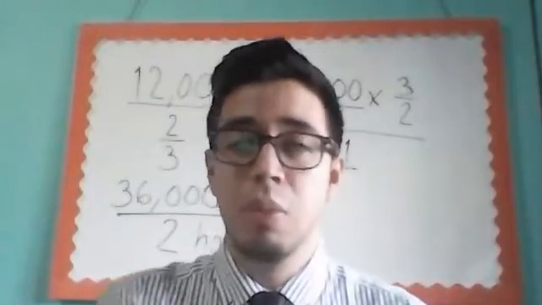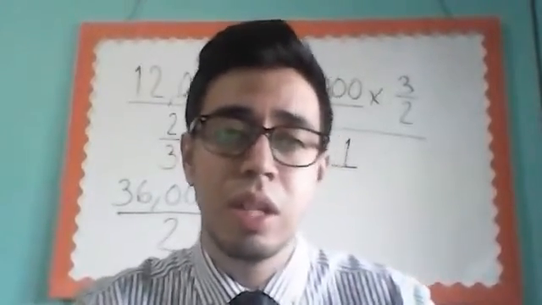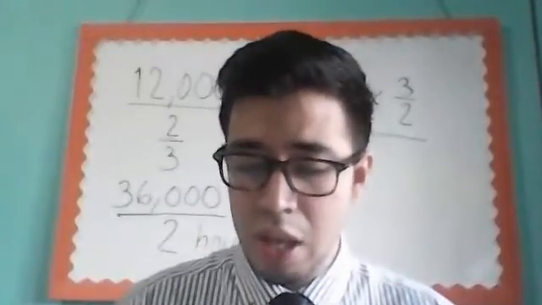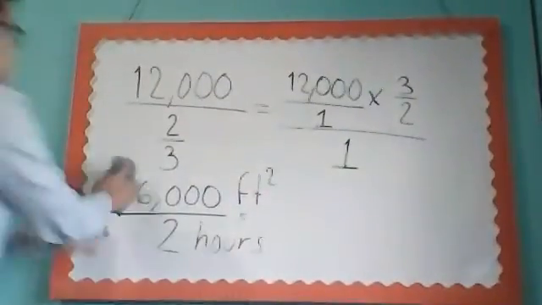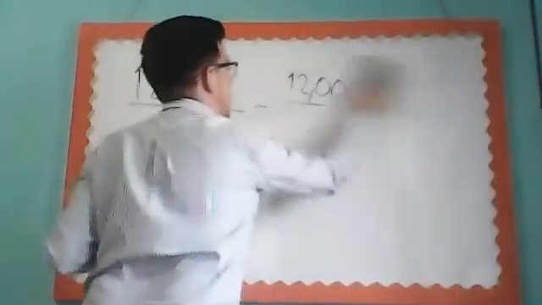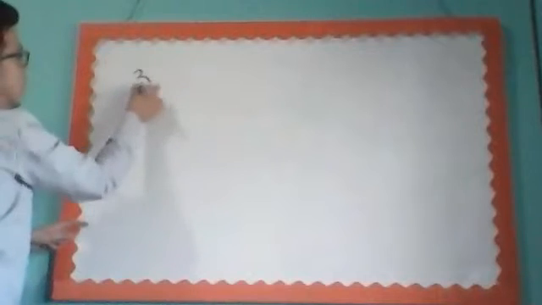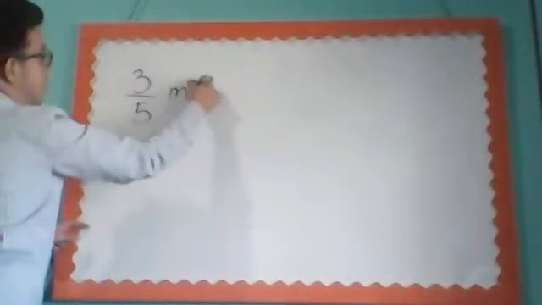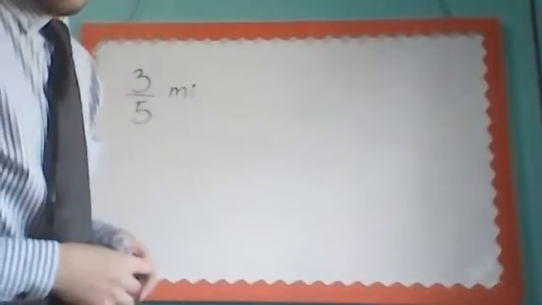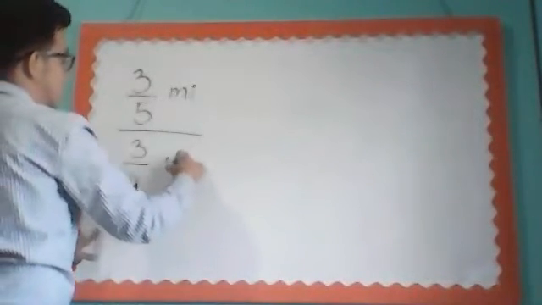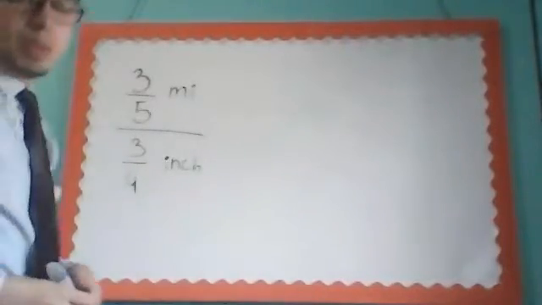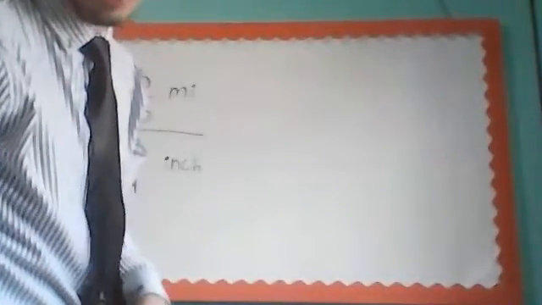Okay, we can write it on the board only to explain what they are doing in the example, but it's the same as example 2. It's the same kind of example. You have 3/5 miles, and this is divided by 3/4 inch. This is what you got on the drawing, 3/4 inch.